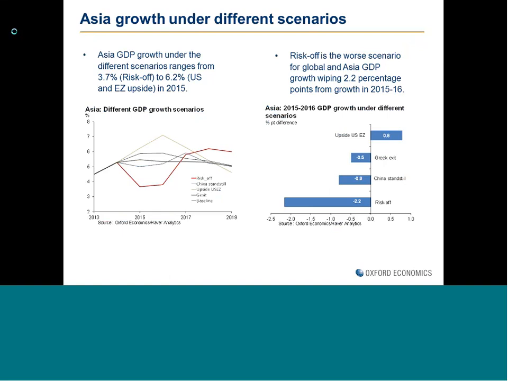If we look at the percentage difference from baseline, the risk off, which I've said would be the worst case scenario for global and Asia GDP growth, wipes 2.2 percentage points from growth in 2015, 2016. So we'd be looking at that 3.7%, which would be below what we saw last year and going back to just the post-crisis levels.